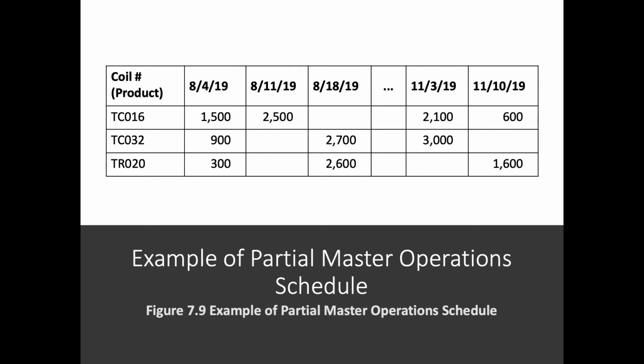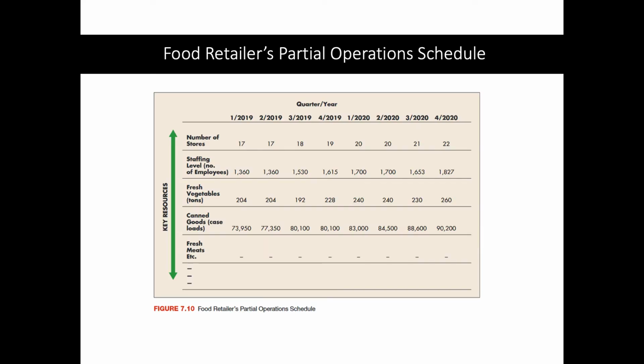Now, the point here is that this production schedule, this master operation schedule of production, will drive all of the other smaller decisions that lead up to and are necessary to be made in order to produce these units on time. The next slide shows another example from the textbook, figure 7.10, a food retailer's partial ops schedule.